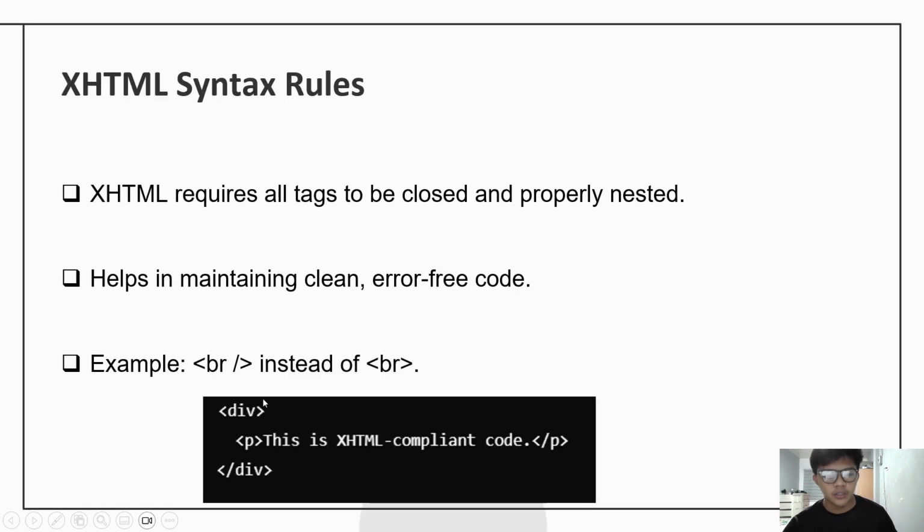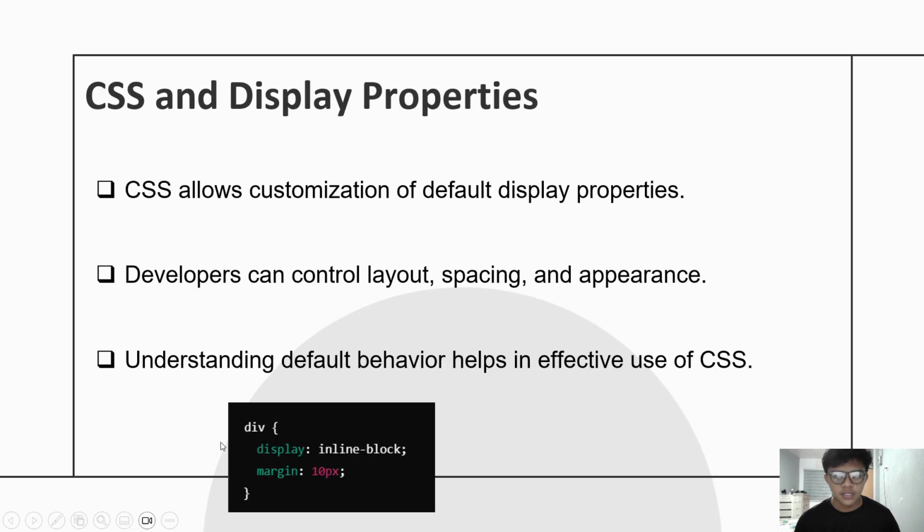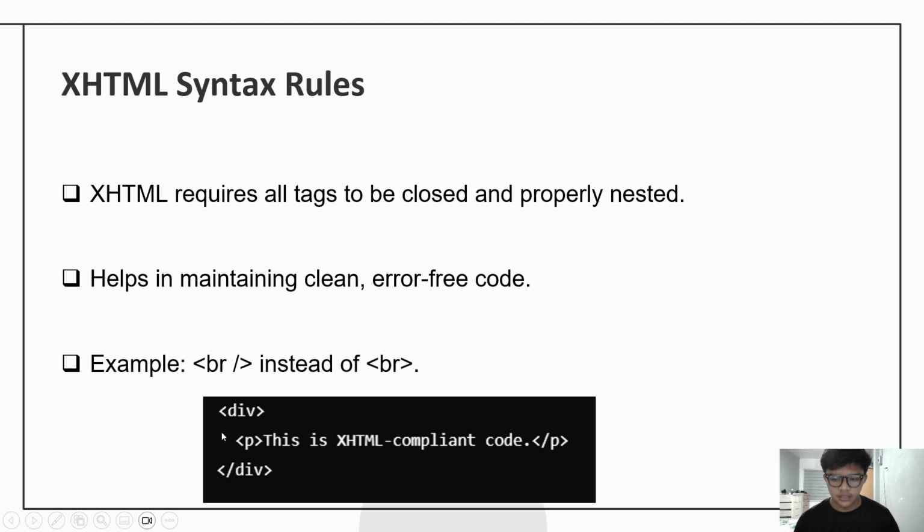So another example is div then paragraph. Inside the div is a paragraph. This is XHTML compliant code, and it closes the paragraph then closes the div. So you should ensure that every element is closed.